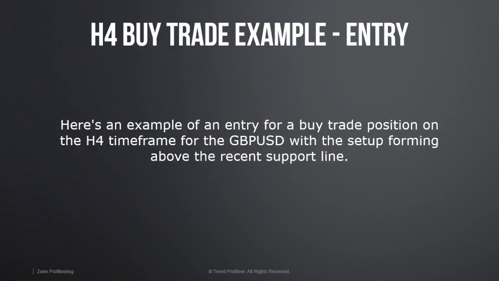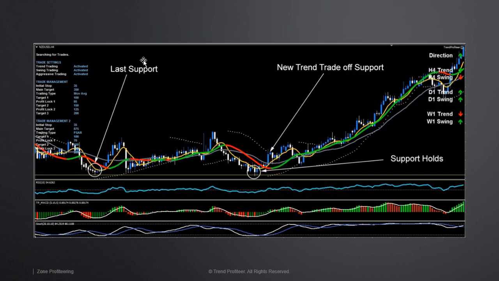Here's an example of an entry of a buy position on the 4 hour time frame for the pound, with the setup forming above the recent support line. So you can see here again, last support was here. It was retested here. We've got a trend trade occurring here. Looks like we got another trend trade over here, and another swing over here. But whichever one you took, the point is, once again, you've got support behind you.